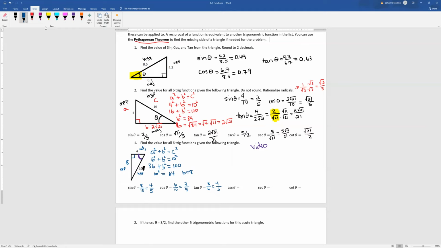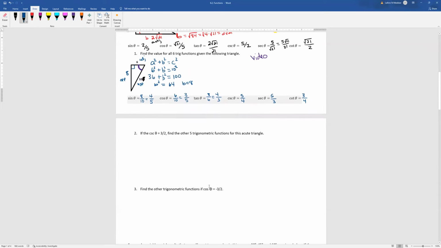And then remember, cosecant is the reciprocal of sine, or the inverse of that. Secant is the inverse of cosine, and tangent and cotangent are inverses of each other. So reciprocal for the ratio.